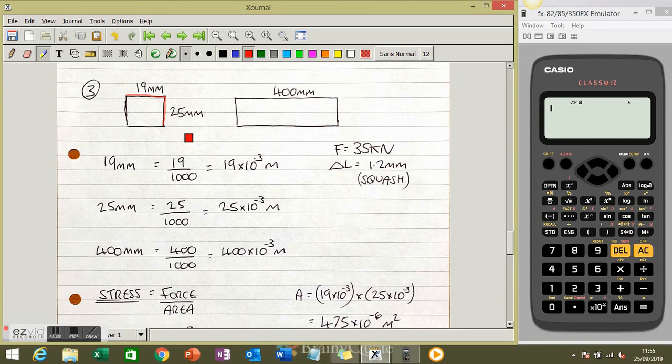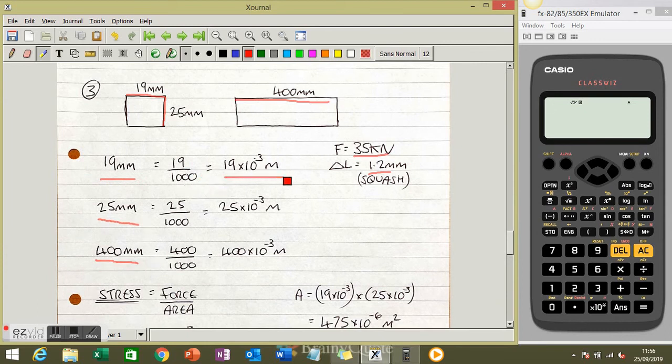Square bar, 19 by 25, 400 mil, 35 kilonewtons, and it's been squashed by 1.2 mil. At the moment we'll use that as a positive number, but obviously if you're squashing something it's changing length, so in future sums it'll be a minus number because it's compression rather than tension. Tension's expanding, compression squashing. But it's the same thing: convert everything into meters. Convert all your lengths into meters first.